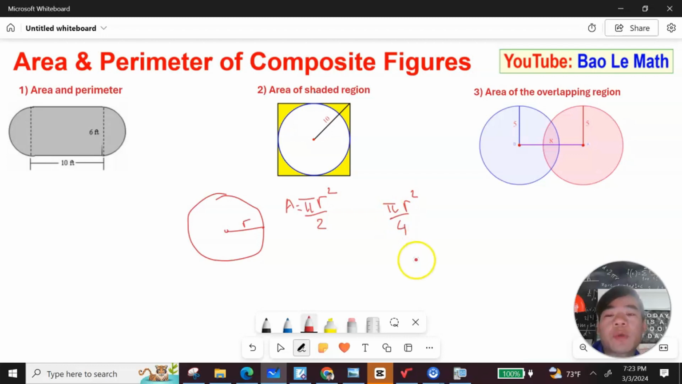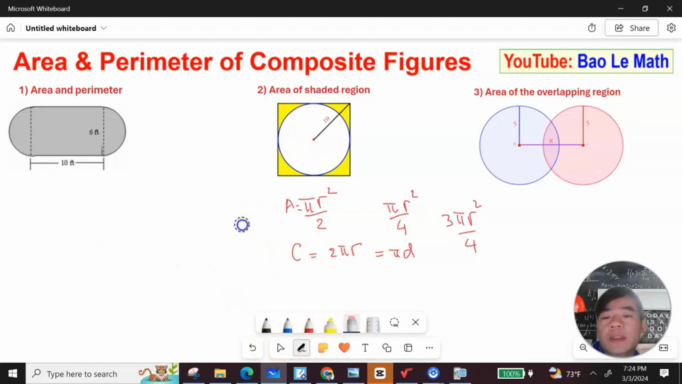3/4 of the circle: after I divide by 4, I need to multiply by 3. So this is 3/4, right? Now circumference, you need to be careful. Let's talk about the circumference. The circumference of the whole circle should be 2 times pi times r, or pi times d. The reason why is that 2 times r means diameter, so I replace 2 times r with d here, the diameter.